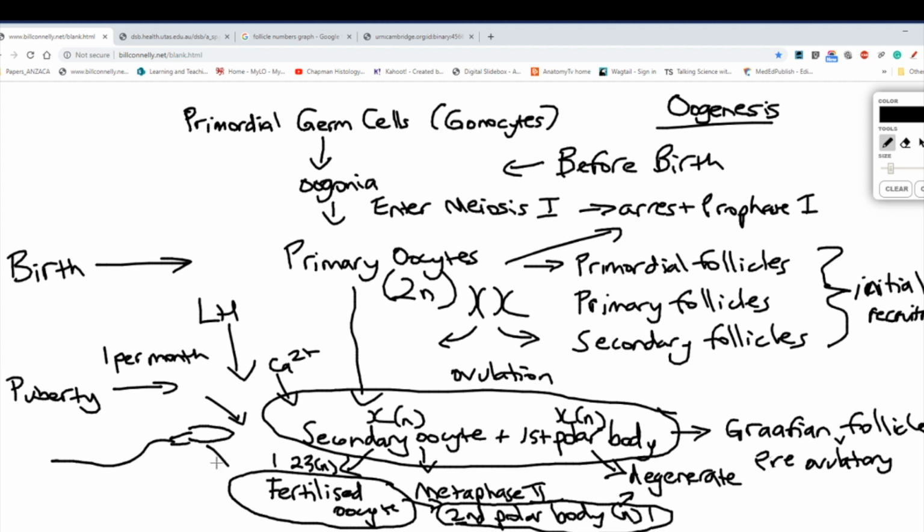And so, of course, our sperm is contributing 23 single chromatid chromosomes. 23 plus 23 is 46. We've got our zygote, okay?